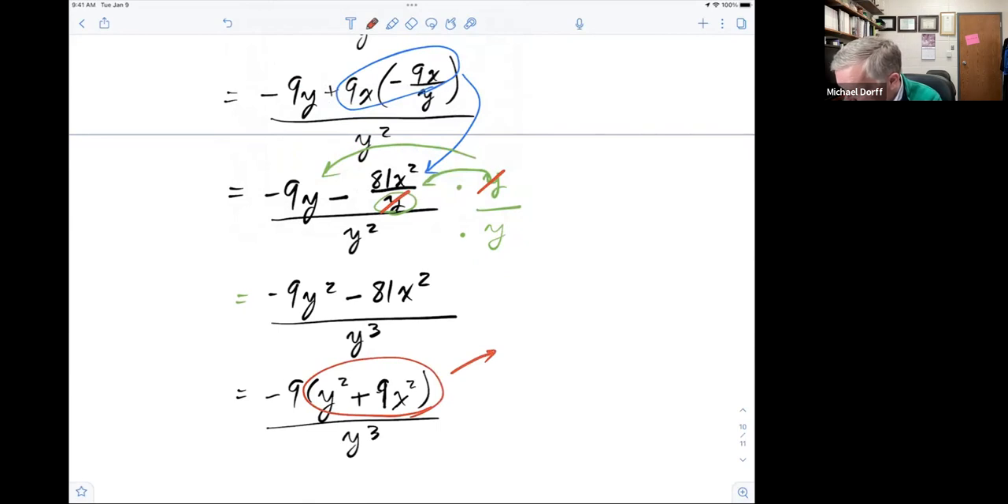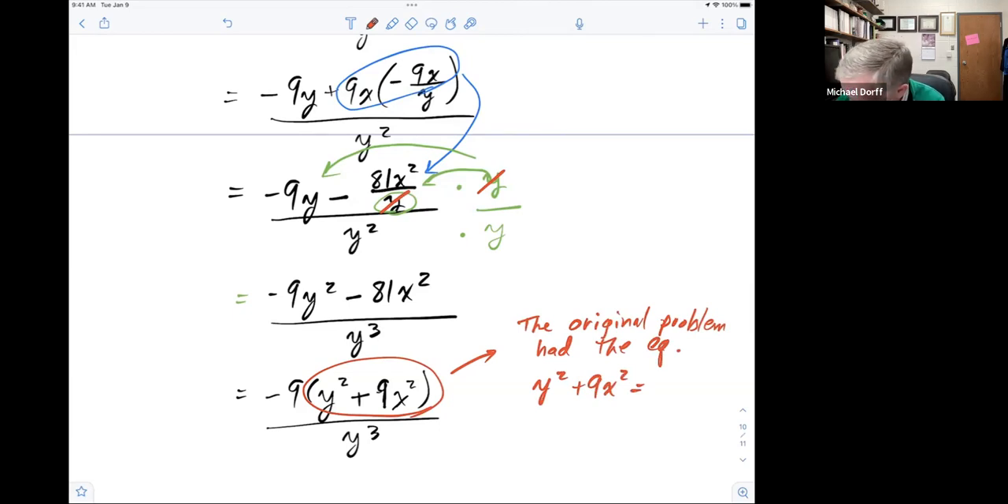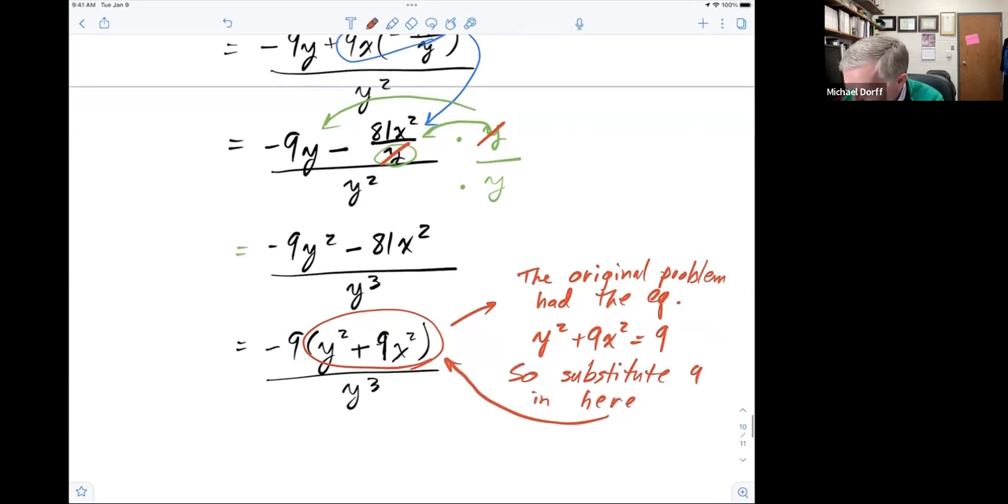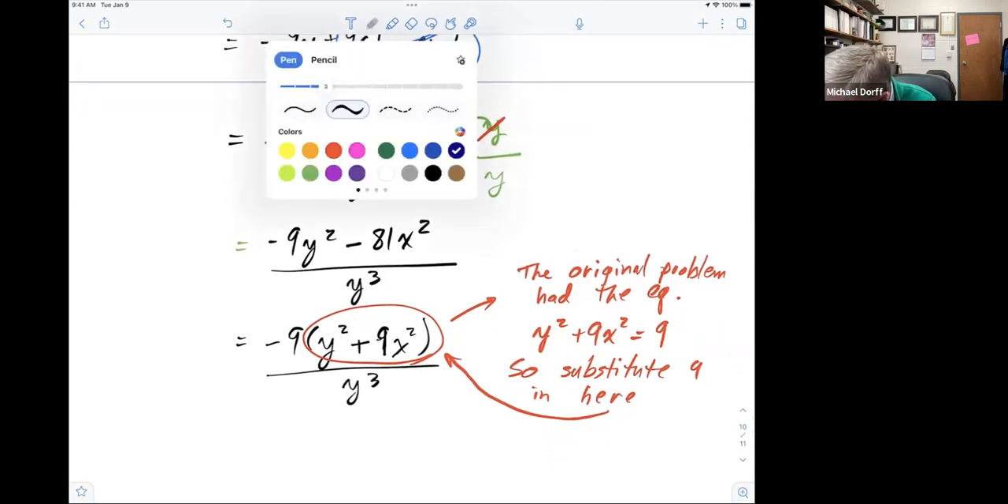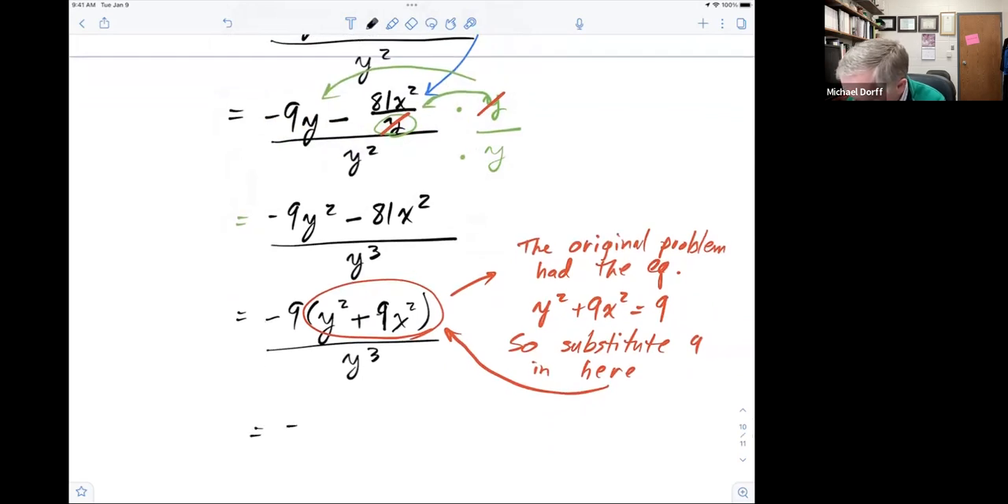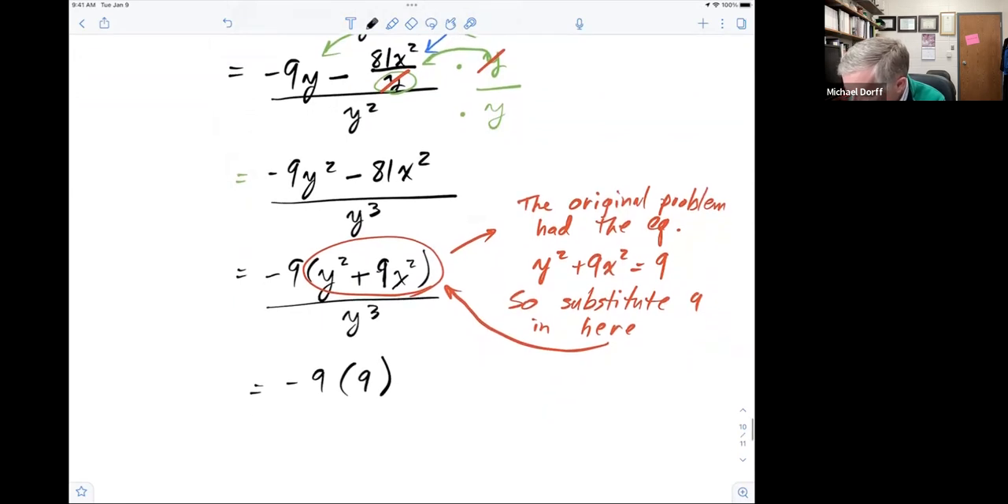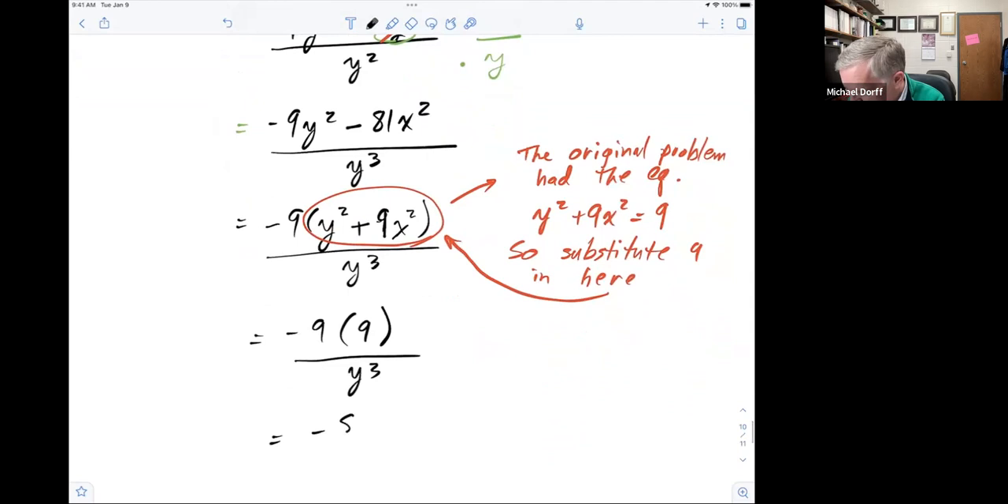Well, this was the beginning, the original problem had the equation y squared plus 9x squared equals, what was it? I think it was 9. Let me check my notes. Yep, it was 9. So we're going to substitute 9 in here. Okay. So when I do that, oops, let me get black again here. I'm going to have -9, and I'm substituting in the 9 here. And in the bottom, I've got this. And you end up with an answer of that.